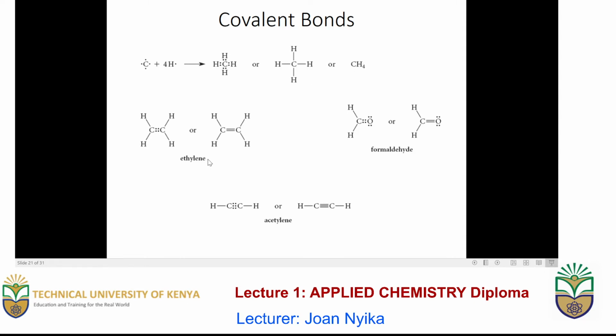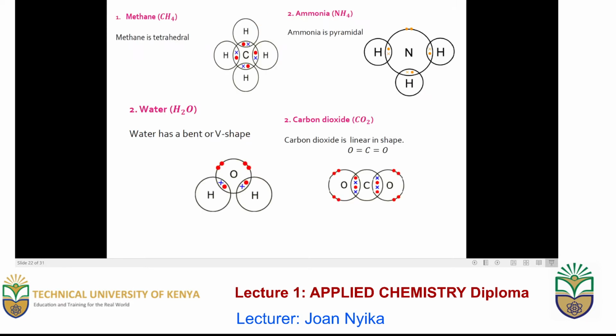The case of ethylene. Ethylene has 2 carbon atoms and 4 hydrogen atoms, and they end up sharing the electrons for the hydrogen to get a duet state and the carbon to get an octet state. It is the same case for formaldehyde and acetylene. But how is it that they share these electrons?